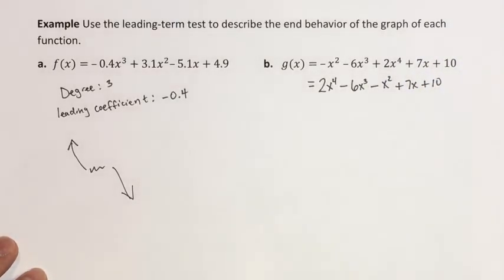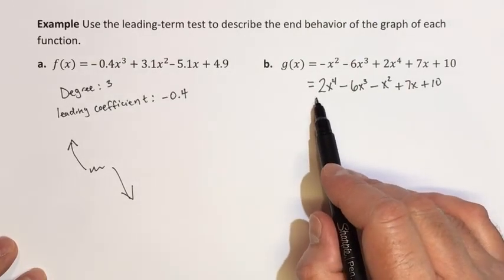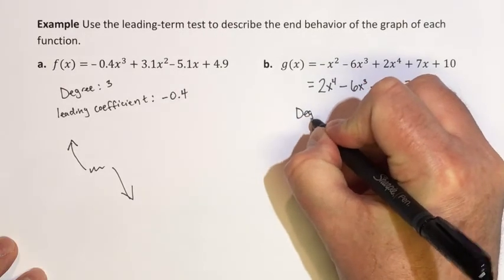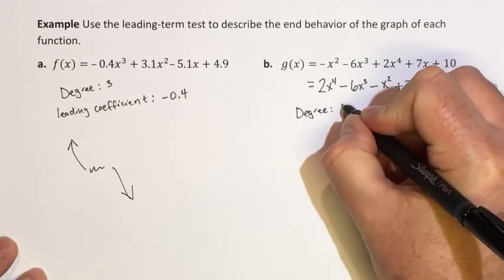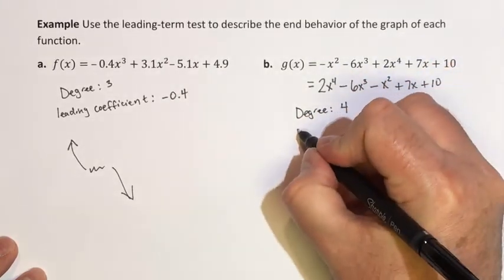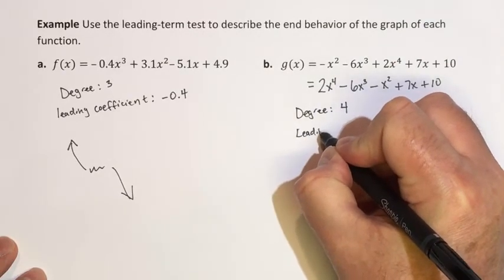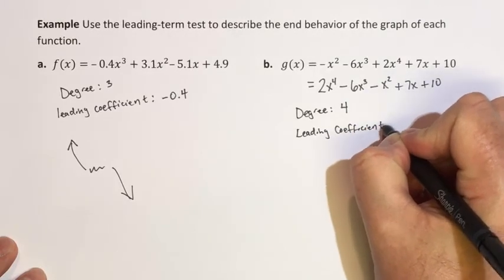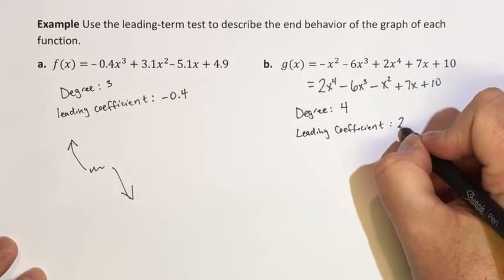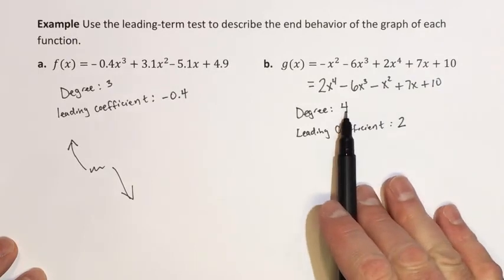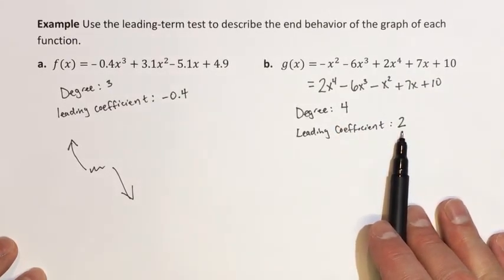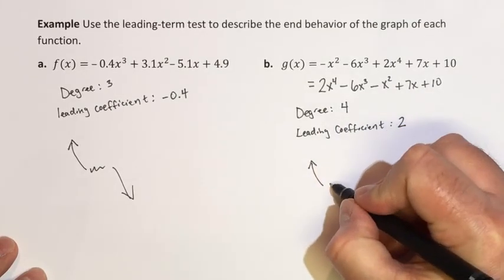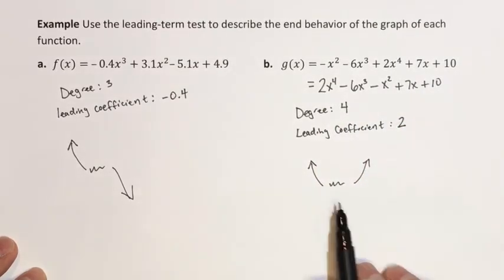So I've written this in decreasing order so that I can tell that my leading term is 2x to the fourth. So our degree for this polynomial function is 4, and the leading coefficient is 2. So we have an even degree and a positive leading coefficient. So this means that we have an up on the left, up on the right scenario.